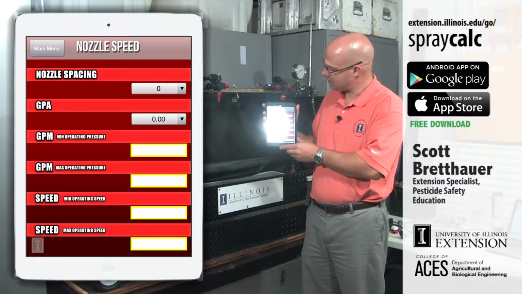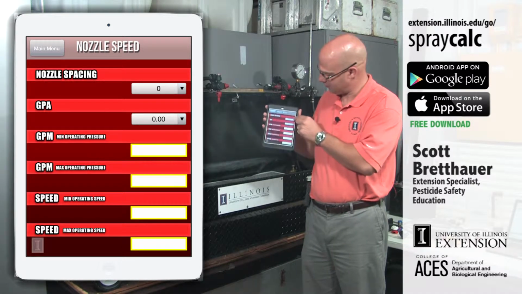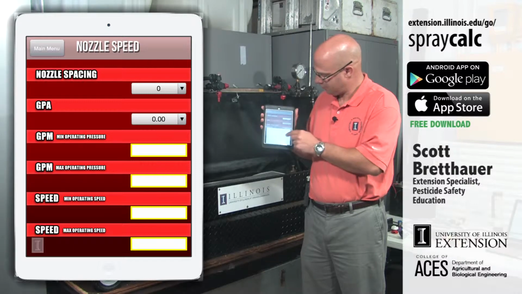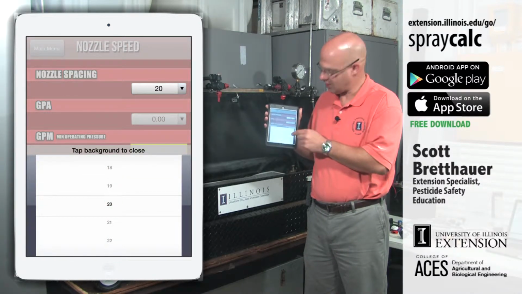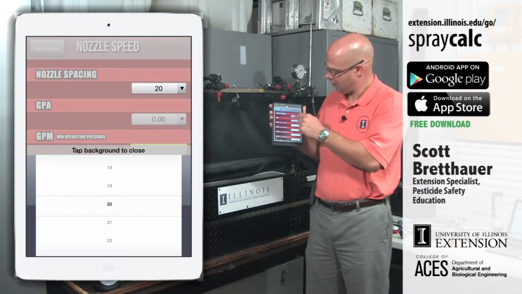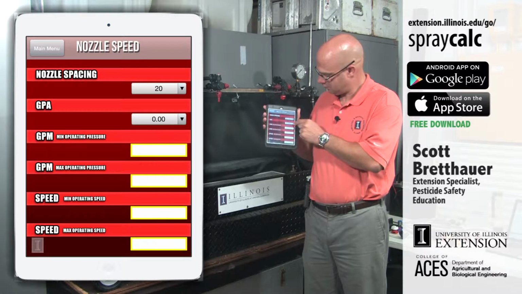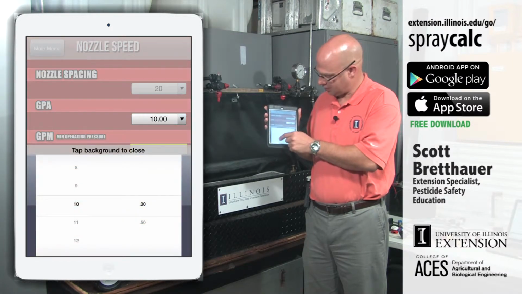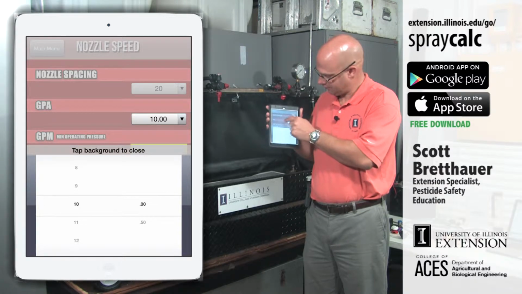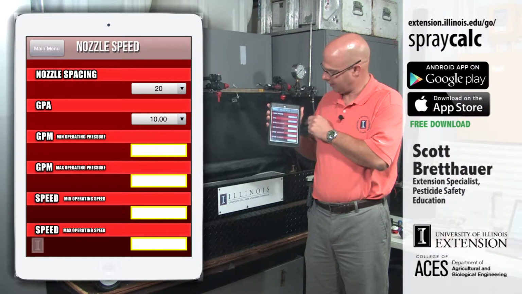So how this part of the app works is, first thing we enter in is our nozzle spacing. So for our example, our nozzles were 20 inches apart. I'm going to go back to the example we used for our ground application. And our target GPA was 10 gallons per acre. So we have 20 inches between our nozzles and we're applying at 10 gallons per acre.